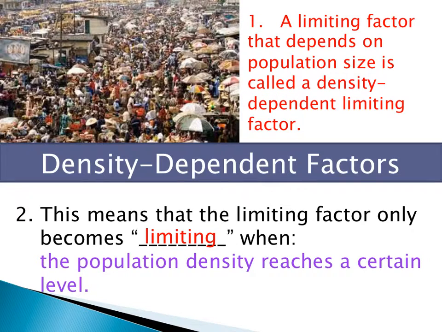There are two basic types of limiting factors. Again, a limiting factor is what causes a population to stop its growth in the environment that it's living in. The first is a density-dependent factor, and this simply means that the limiting factor only becomes limiting when the population density reaches a certain level. In other words, it simply gets too big and it can no longer be sustained in the environment that it lives in.